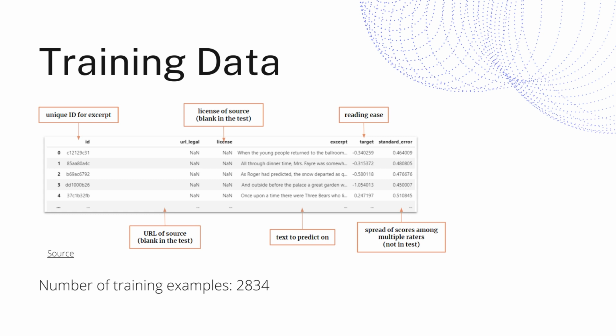We have the text for which we have to predict the readability. Then we have the target, which is the readability score. And lastly, we have the standard error. This can be thought of as the variation among the annotators. This is also not present in the test data. Also, we notice that the training set is quite small, just 2,834 samples.